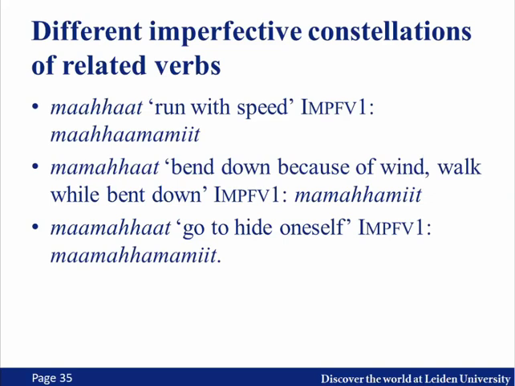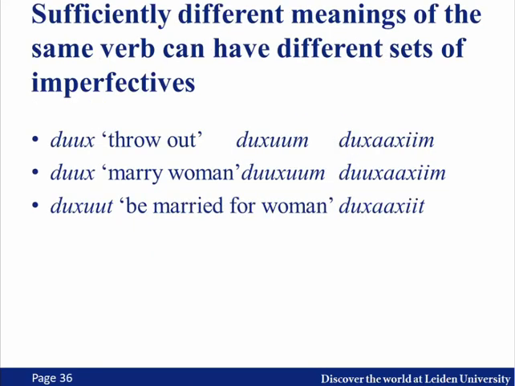Sorry, if we start with mamahat, to go to hide oneself, then the first imperfective is mamahamamit. If you notice, mamahat, to go and hide oneself, is very close to mamahat. Difference in the vowel length of the first vowel, but that's all. But different meaning and different imperfective paradigms that we see all through the lexicon.